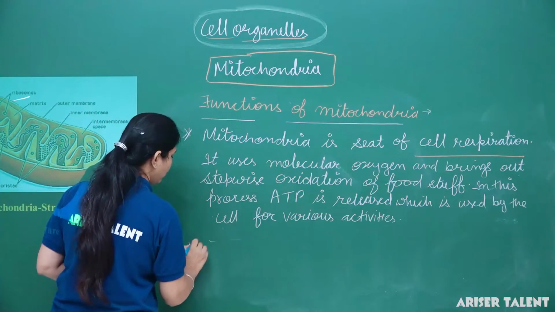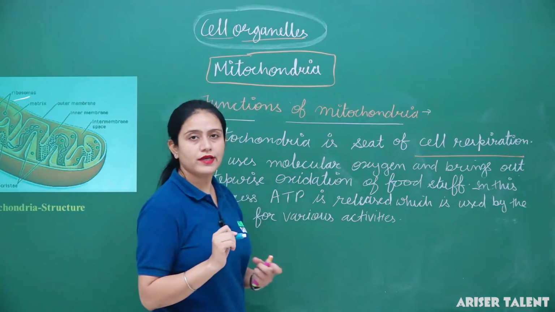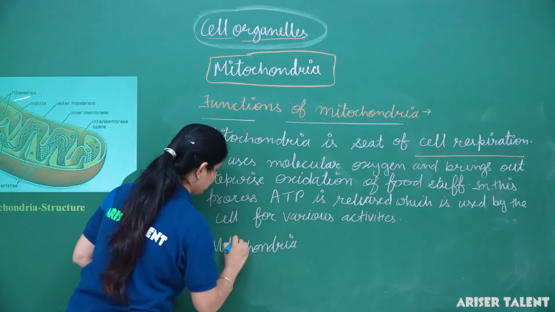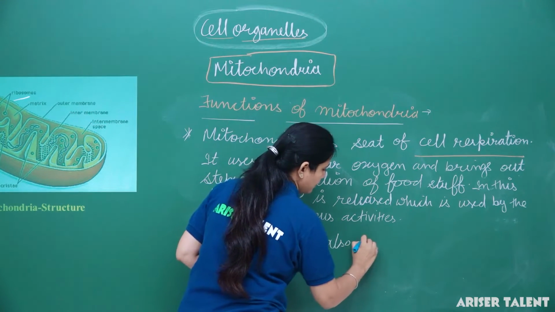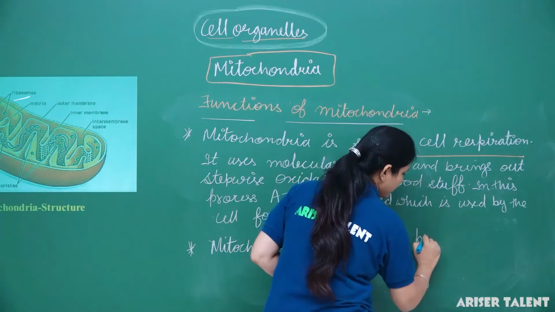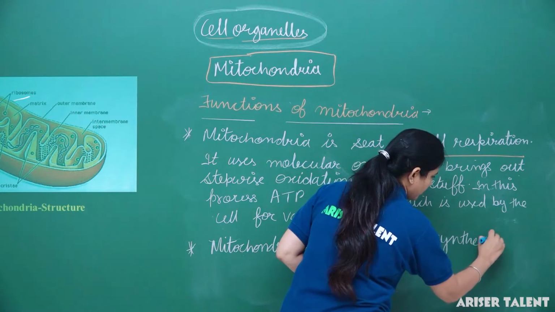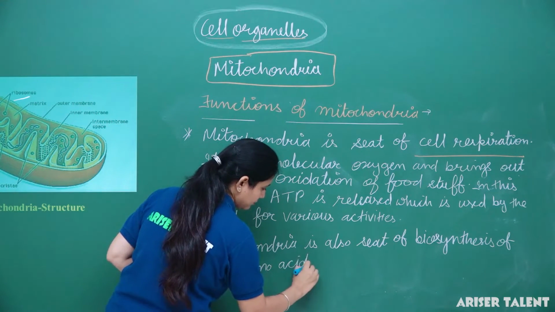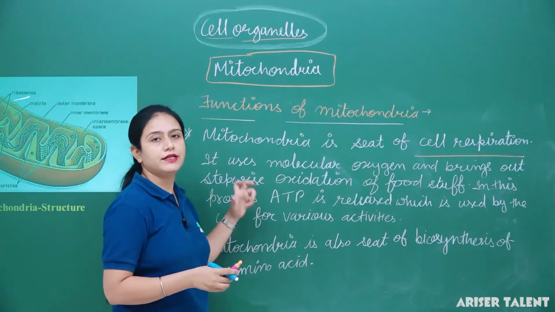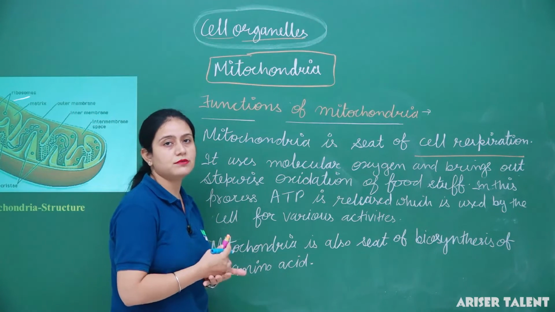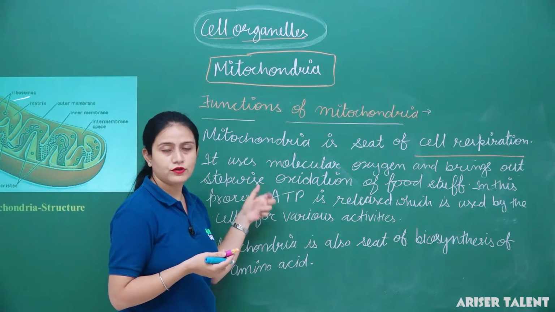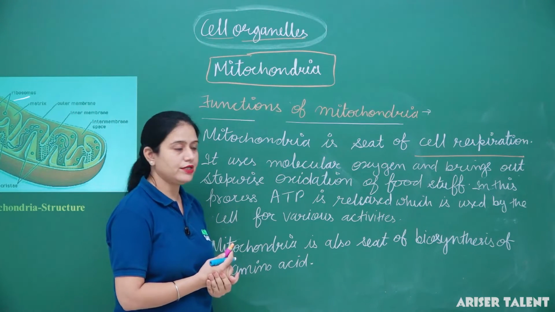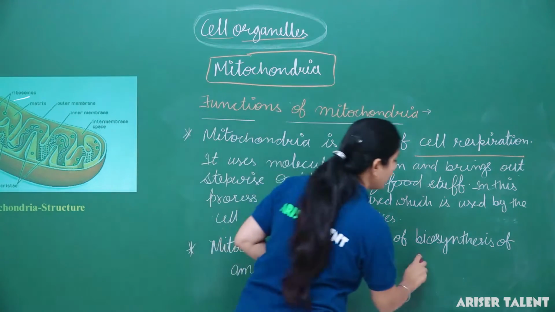Besides it, mitochondria is also the seat of biosynthesis of amino acid. So these are the two main functions of mitochondria: it is the seat of cell respiration, as it uses molecular oxygen, meaning O2, for the oxidation of foodstuff, and then it releases energy in the form of ATP, which is used by the cell for other activities. And it is also the seat of biosynthesis of amino acid.